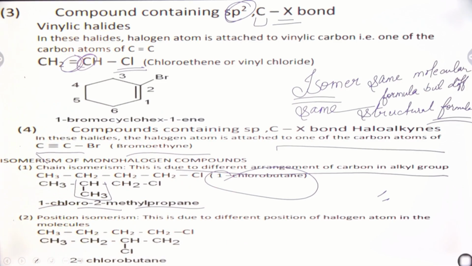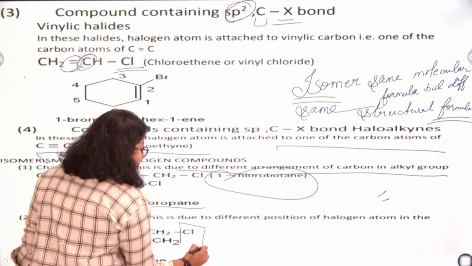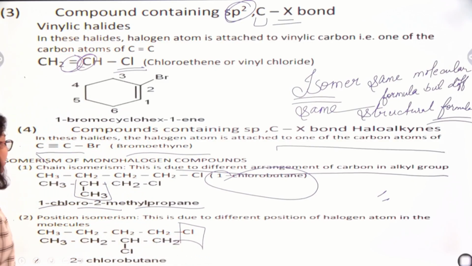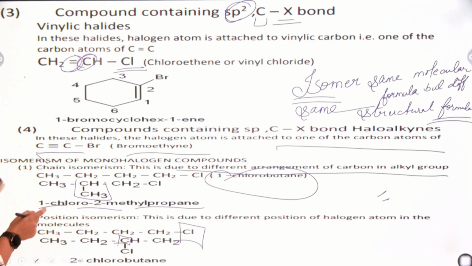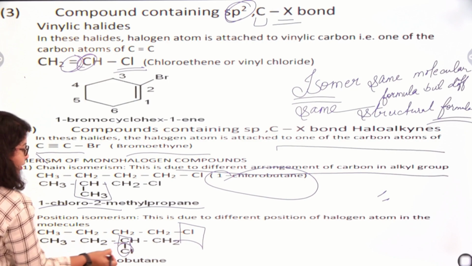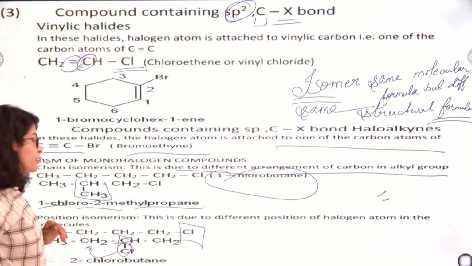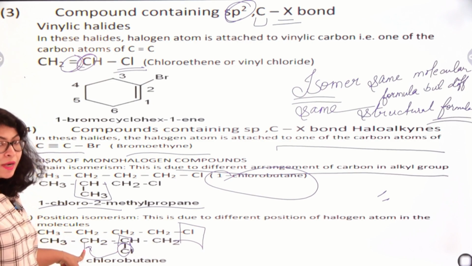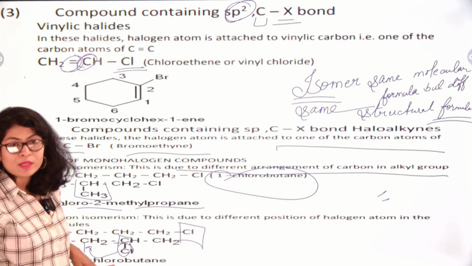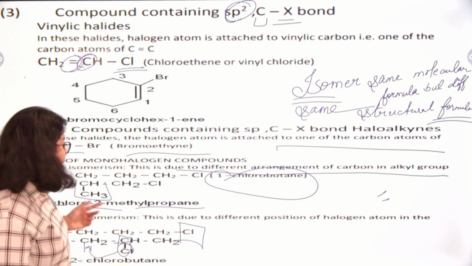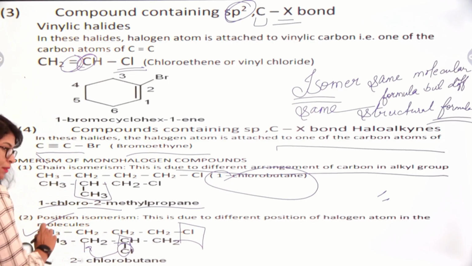Second is position isomerism. This is due to the different position of the halogen atom in the molecule. Let's say here, the halogen atom is attached to carbon number 1. But in the second example, the halogen atom is attached to carbon number 2. But will it be possible to attach this chlorine here? Obviously no, because if the chlorine atom goes to this place, then I'll start counting from here. So this will ultimately become my second position only. That would not make any difference. So here I get 2 isomers. One is the first carbon substituent and the second is the second carbon substituent.